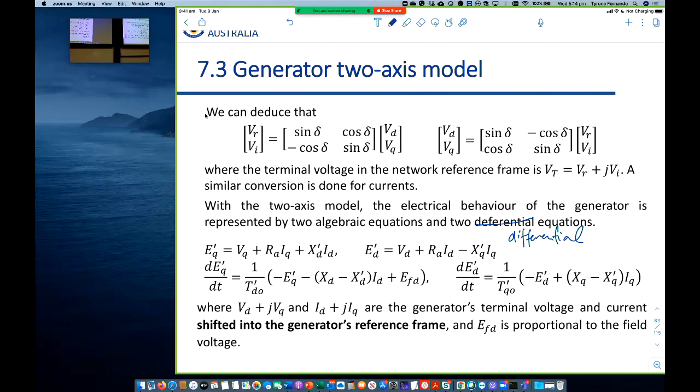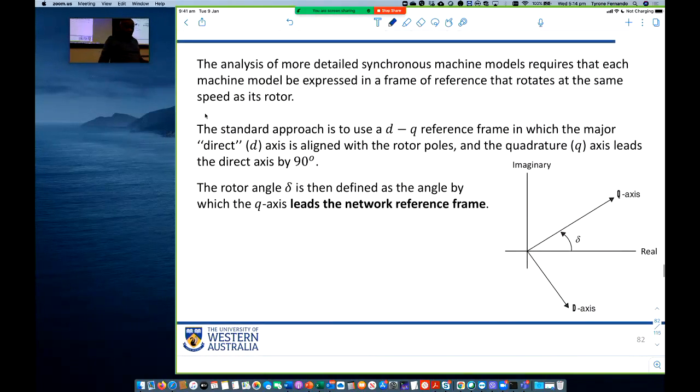Then if I have the DQ values and I want the VR and VI values, it's the inverse of that matrix that I pre-multiply by. So between the two reference frames, it's only an angle difference of delta. And if I go back and show you the two reference frames, the q axis is leading the real axis by an angle delta. And we know what delta is: it is the power angle of the internal voltage E.